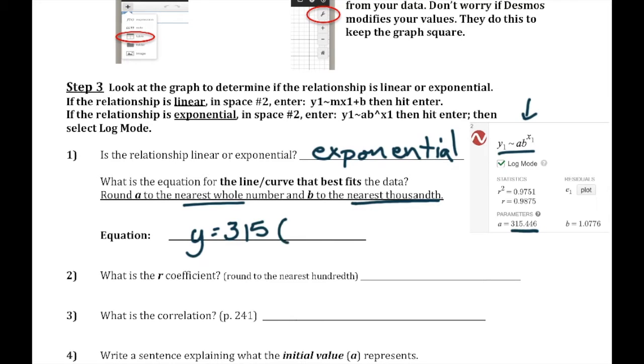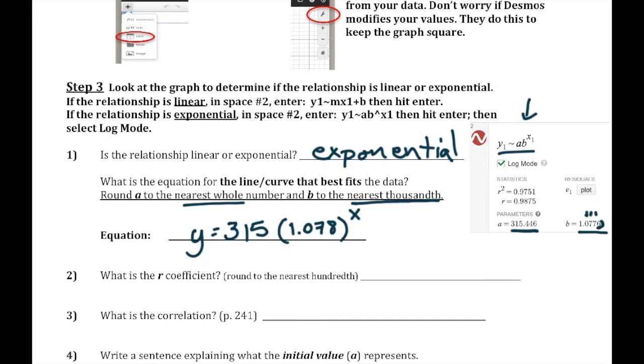Next, we're going to multiply that by b. And b is right over here. We're going to round this to the nearest thousandth. So remember, we got tenths, hundredths, thousandths. So it's 3 decimal places. So we're going to look at the 6 right here at the end. And that tells us to round up. So we're going to put 1.078. That's rounded to the nearest thousandth and raise it to the xth power. And there's the equation for the curve of best fit.